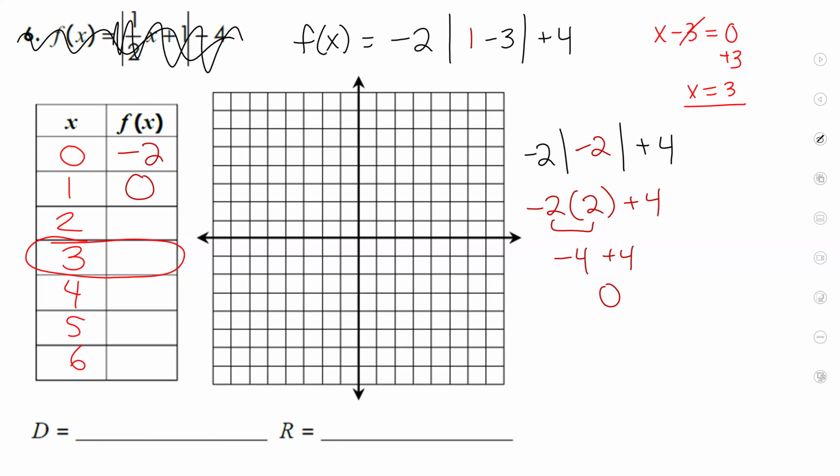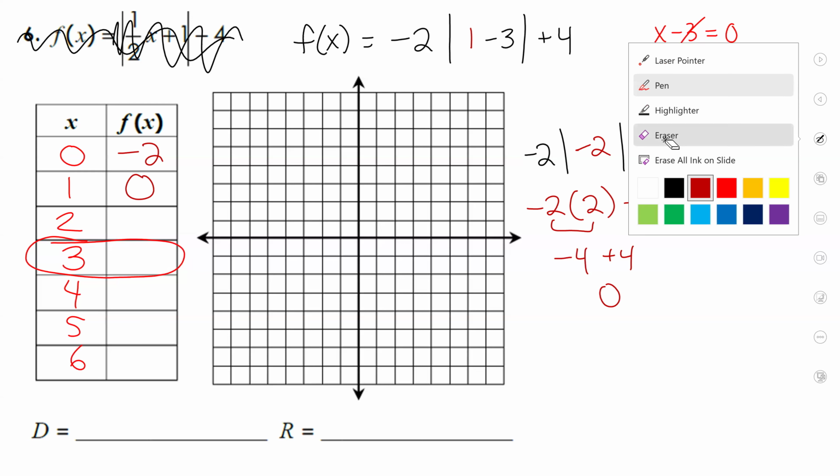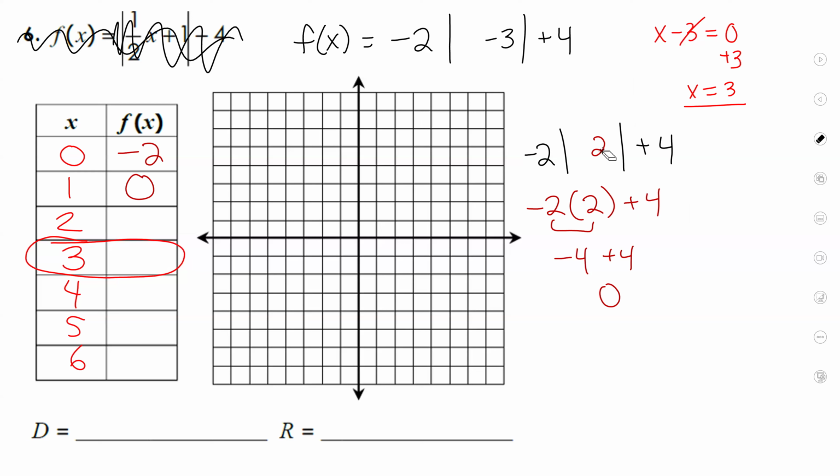Okay, let's just skip around. I'll do the vertex next. Let's do the vertex. So I'm going to plug in a 3 this time to figure out where my vertex is. So plug in a 3. 3 minus 3 is? What's 0 times anything? So I just get 4. Okay, that's my vertex. So 3, 4 is my vertex.